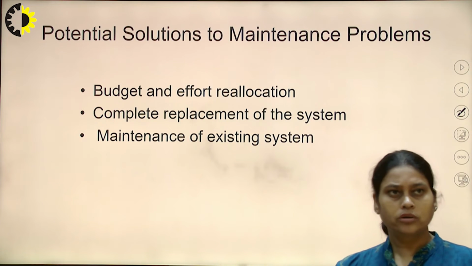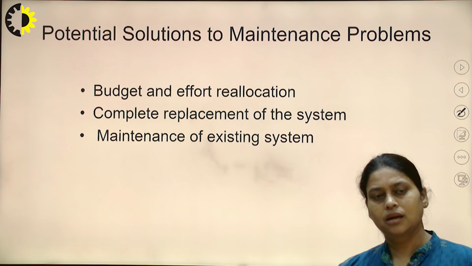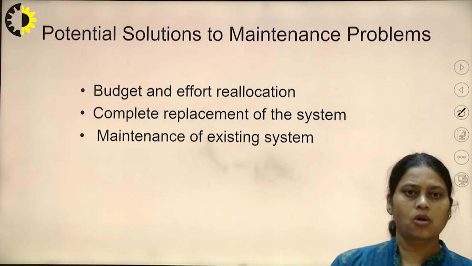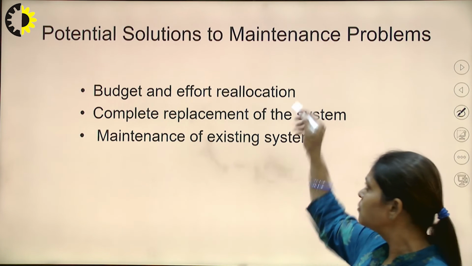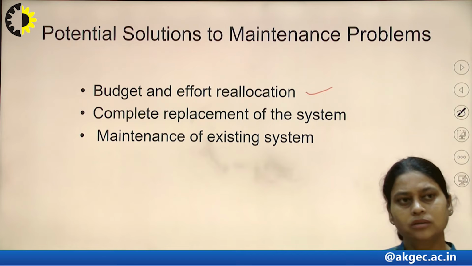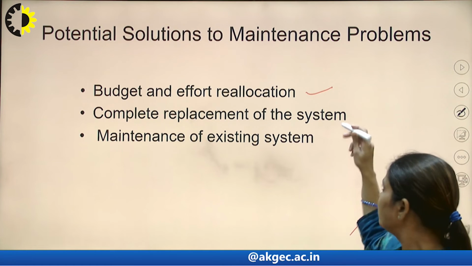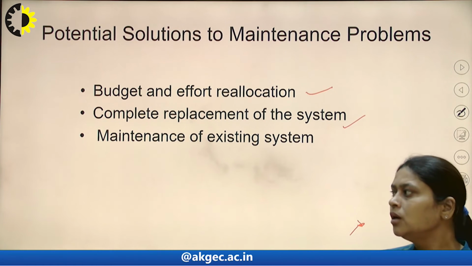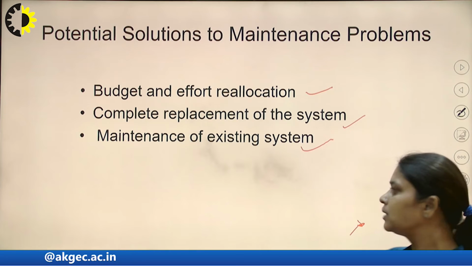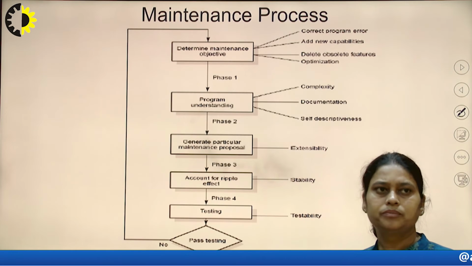Now the potential solutions provided in the maintenance phase for the various problems we have faced. Number one, budget. If we reallocate the budget and effort, then we can solve these problems. Second, if we completely replace the whole existing system with new software, then we can also solve this problem. And if we continuously maintain the existing software, then we can also solve this problem.